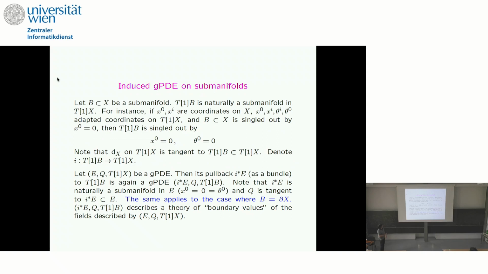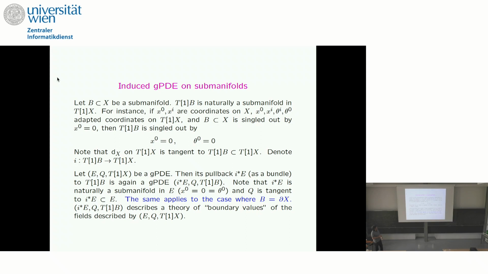Okay, so I hope I illustrated this concept of gauge PDE. And now the extremely important fact for us is that these gauge PDEs behave very well with respect to restrictions to submanifolds and boundaries in particular.